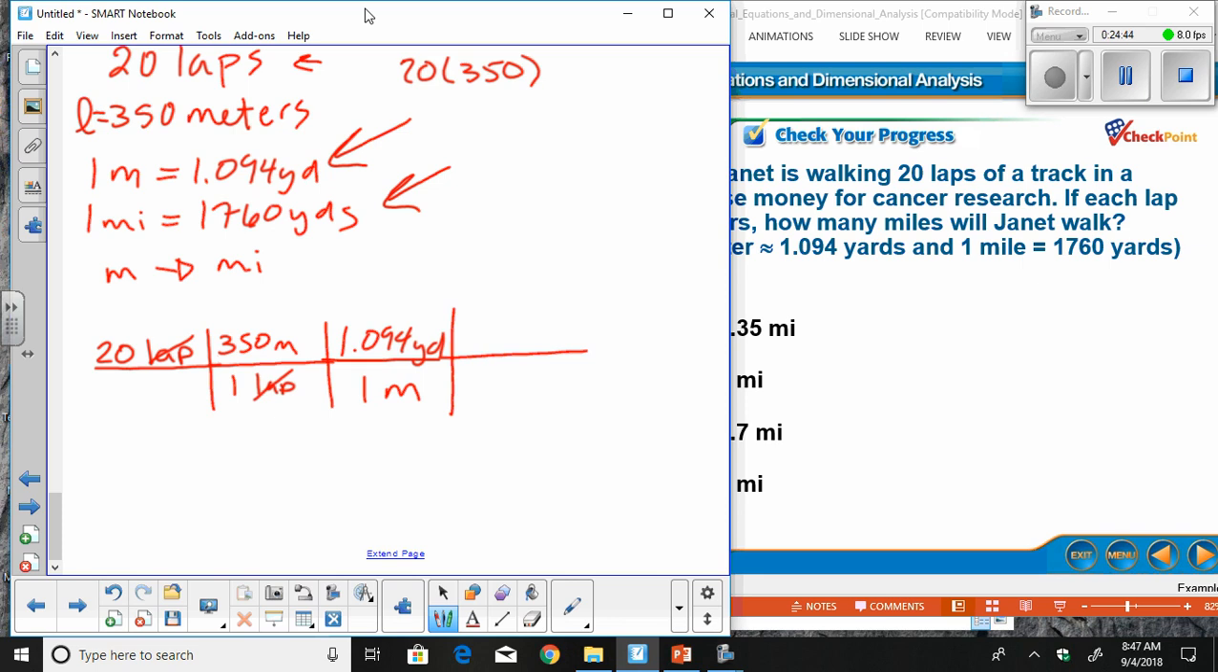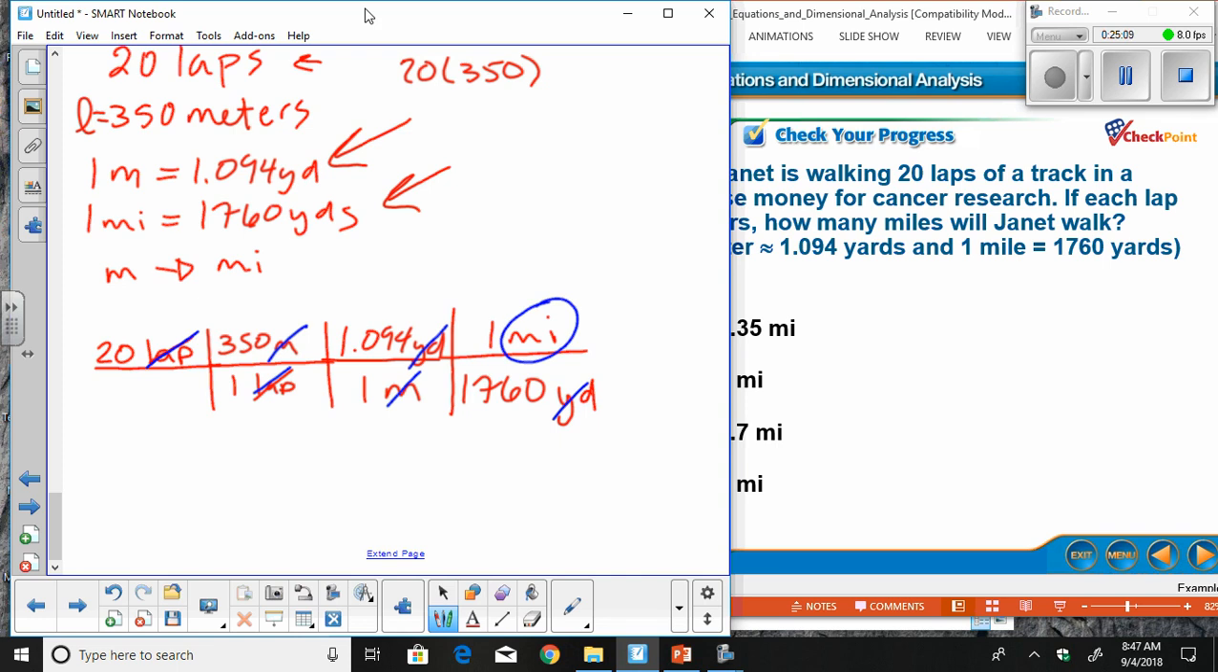What can be confusing here is that we have 1 mile on the left. Okay, so you have to start thinking about yards. Yards is what I want to get rid of, so I'm going to put it down here. So 1,760 yards to 1 mile. Okay, so think about how you can cross things out. So laps crossed out, meters crossed out, yards crossed out. We're left with that mile.